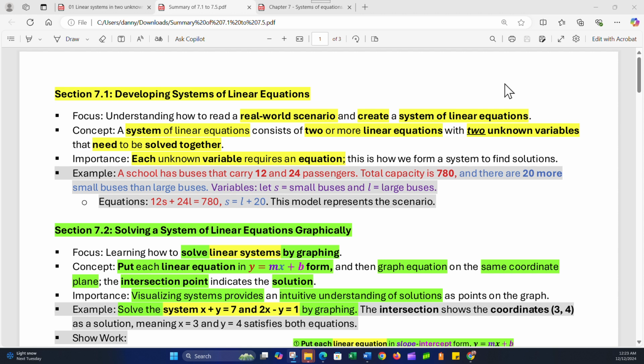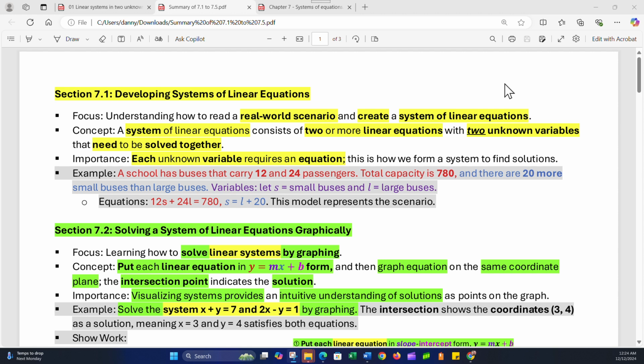Luckily, the statement has more to it. It says there are 20 more small buses than large buses. So we can create a second equation where we say S equals L plus 20, because we know there are 20 more small buses. So whatever L is, which is an unknown value to us but does represent a value, you add 20 to that, and that's going to be the number of small buses. So now between these two equations, we'll be able to solve for both variables.